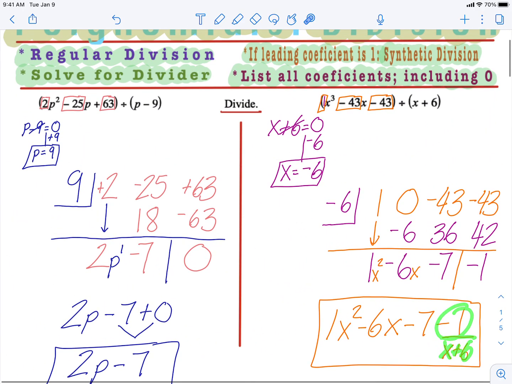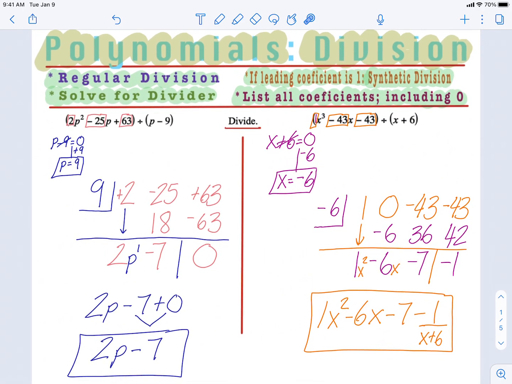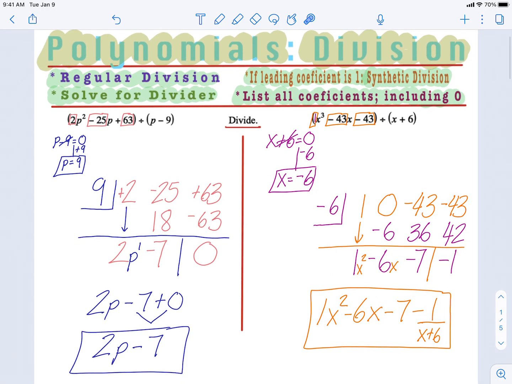And that right there, kiddos, is our lesson for polynomial division. Make sure that you took a lot of notes, okay? Practice the handout, practice the worksheet, and we're going to work on it together to make sure that everybody gets it.